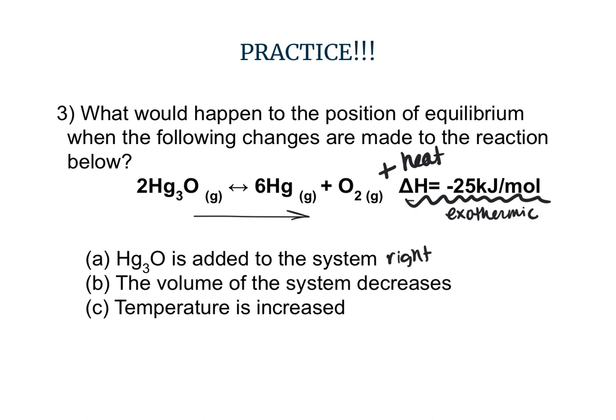When I decrease the volume, I'm increasing the pressure. I want to move to the side with less moles of gas. So decrease volume, decrease moles of gas. This side has 2 moles, the other side has 7 moles. I'm going to shift left. And then this last one, if temperature is increased. If we increase the temperature, we want to move away from the side where the heat is, and that's going to be to the left.